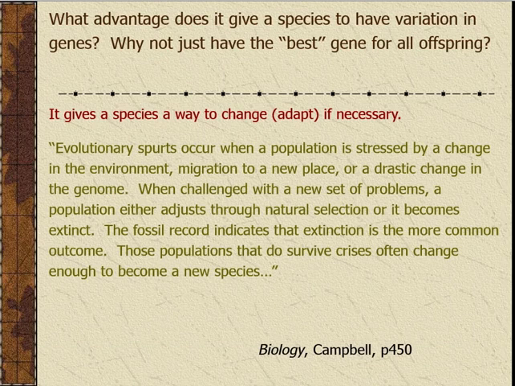I'll read this quote: "Evolutionary spurts occur when a population is stressed by a change in the environment, migration to a new place, or a drastic change in the genome," which is the DNA. When challenged with a new set of problems, a population either adjusts through natural selection or it becomes extinct. The fossil record indicates that extinction is the more common outcome. Those populations that do survive crises often change enough to become a new species.